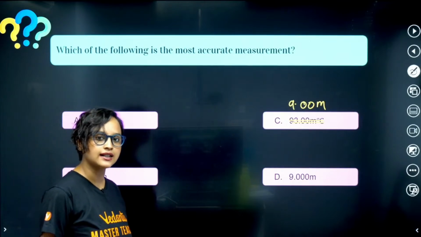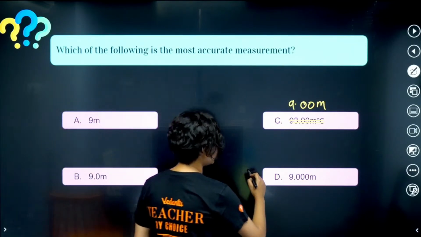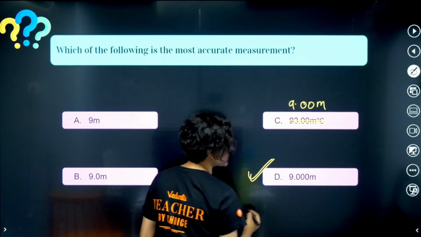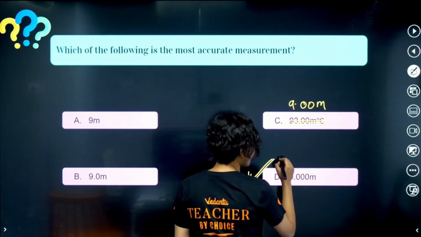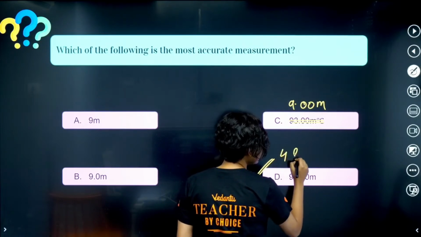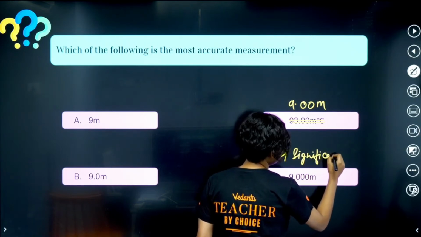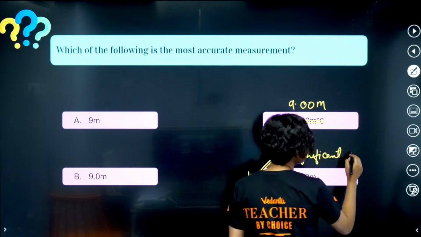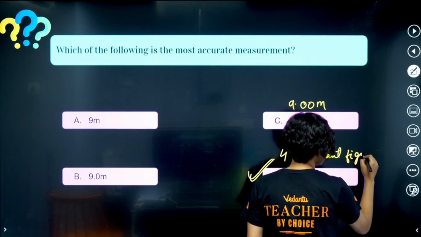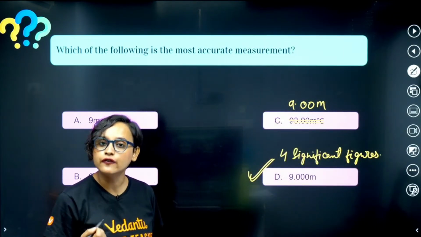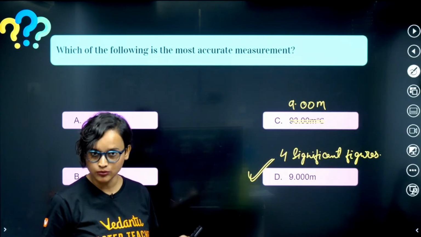Do you know what is the answer? Let me tell you. The answer actually is option D, because this has 4 significant figures. And the more significant figures there are, the more accurate we consider the value to be.